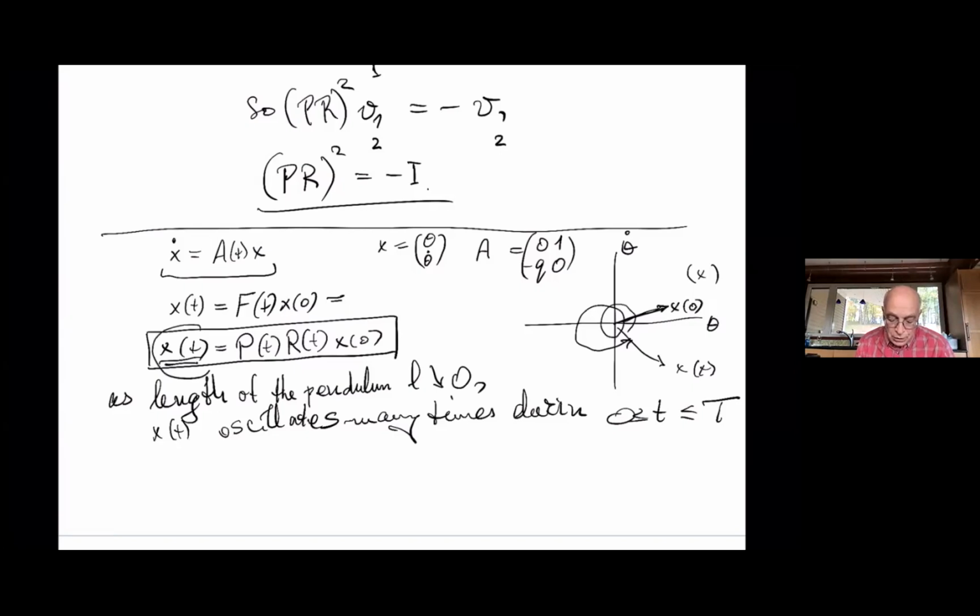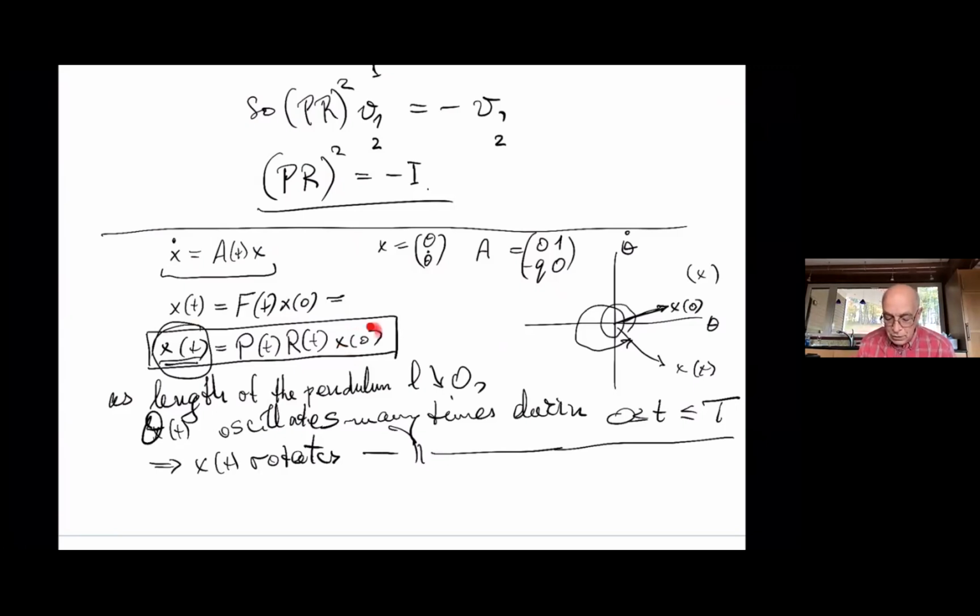So when the pendulum oscillates, so not x of t, theta of t, the angle oscillates. But what does it mean in the phase plane? If theta goes left or right many times, that really means that the vector rotated many times. X of t rotates many times during this period, right? So during one period, the vector in the phase plane rotates many times, this vector.